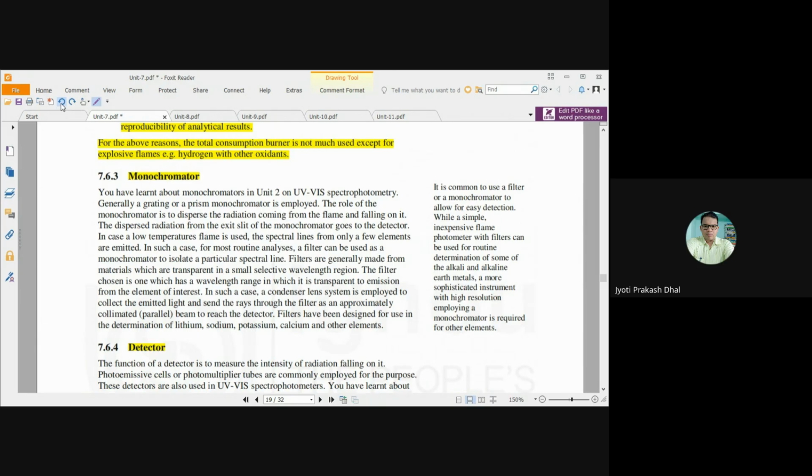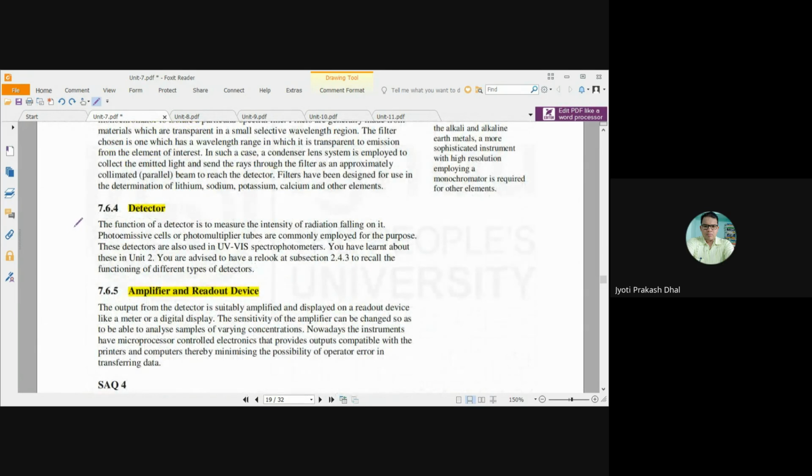employed to collect the emitted light and send the rays through the filter as an approximately collimated beam to reach the detector. Now coming to the detector, the function of the detector is to measure the intensity of radiation falling on it. Photoemissive cells or photomultiplier tubes are commonly employed for this purpose.